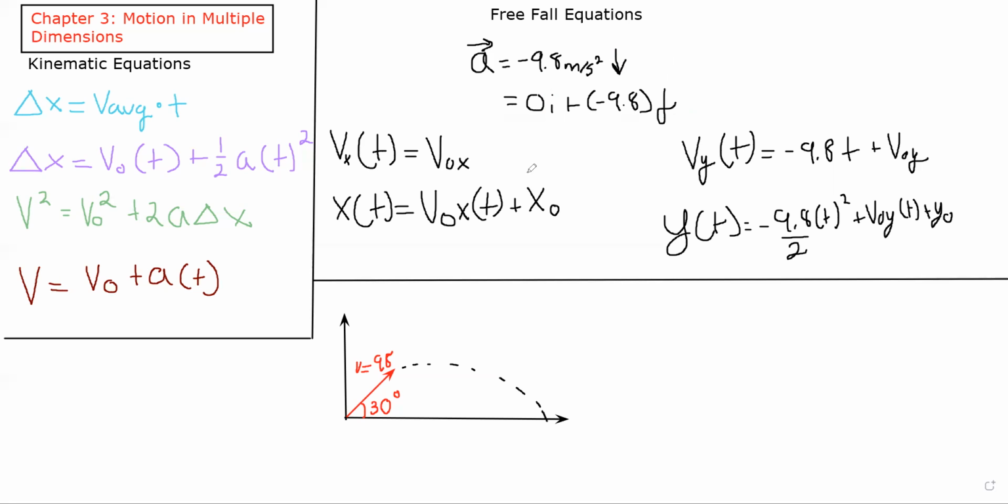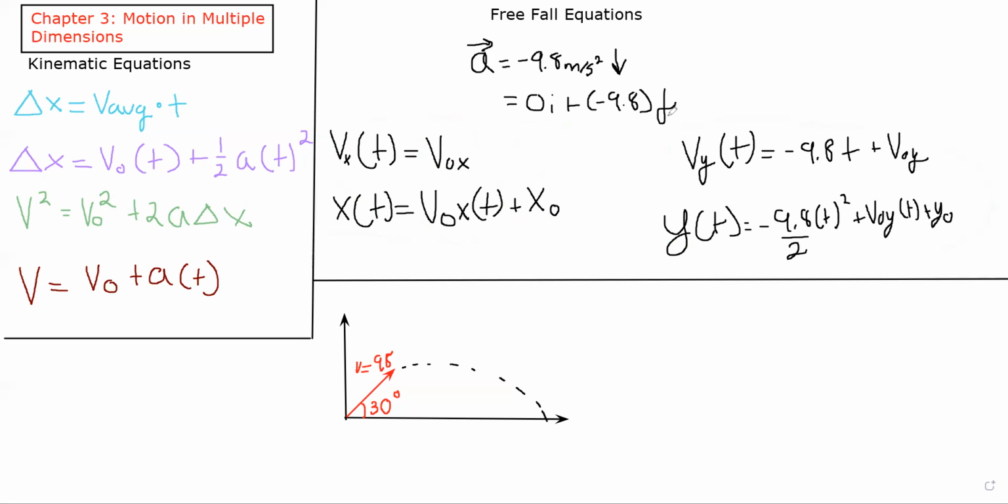So when it comes to your X side, I already separated them. This is your X, this is your Y. When you integrate this 0I, for your velocity of X, it is just your initial velocity of X. And then when you're looking for the position of X, it is the initial velocity of X times time plus your initial position of X.